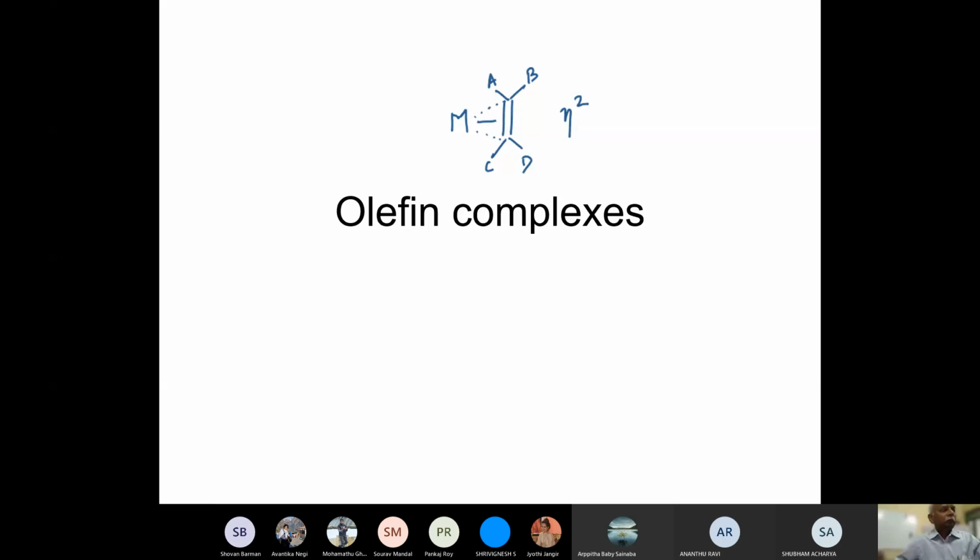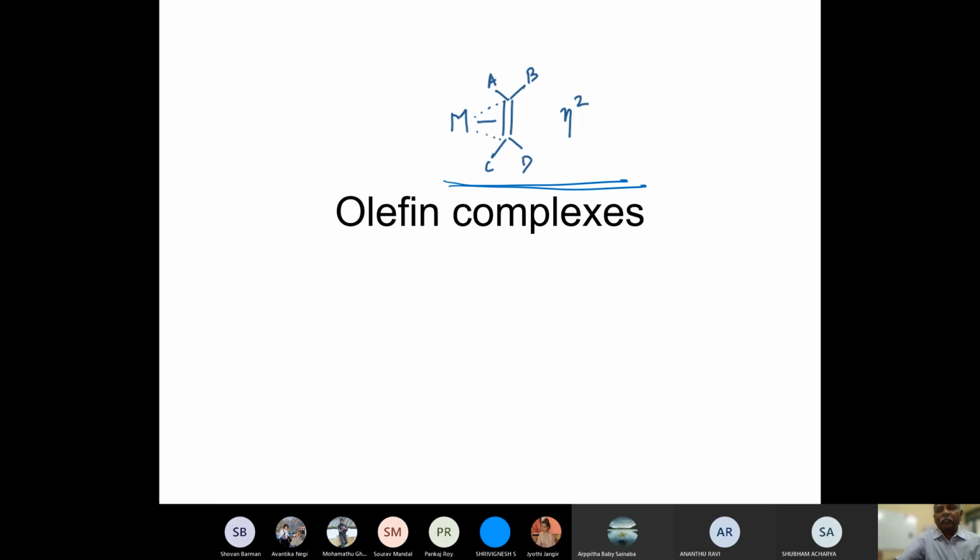So, good morning and welcome to the class. Today we'll talk about olefin complexes, and these are complexes where the metal is coordinated to an olefin, a C double bond C unit. I have for you on the screen an olefin complex pictured here.